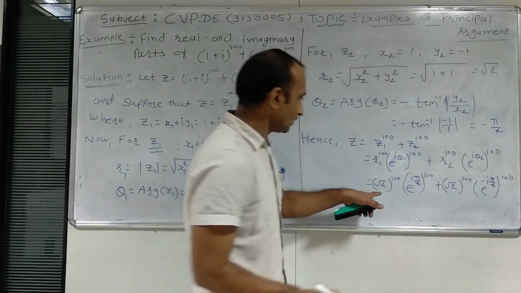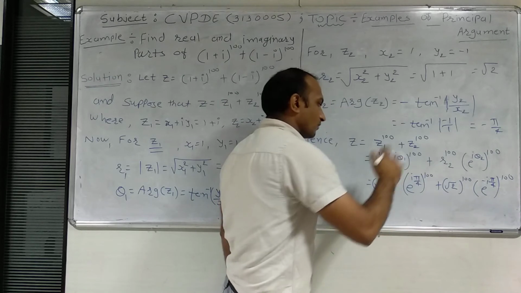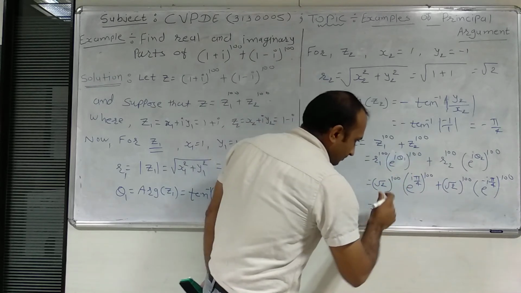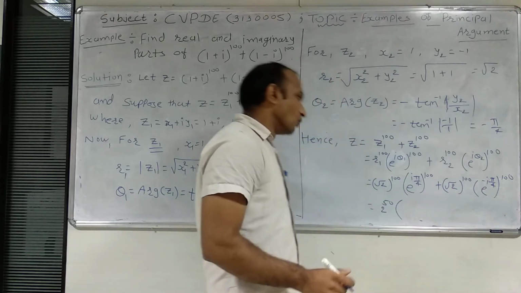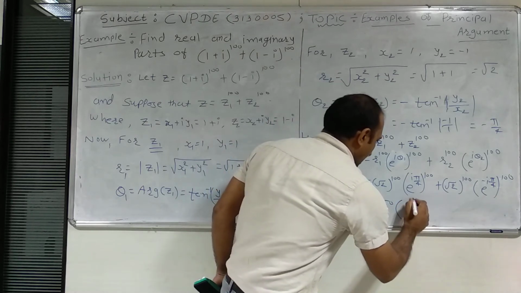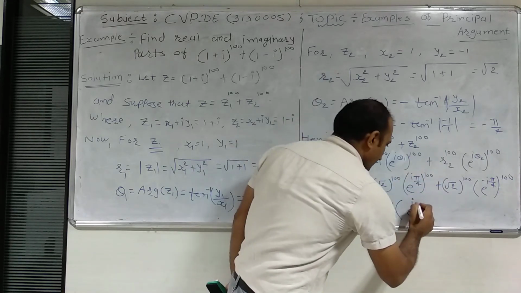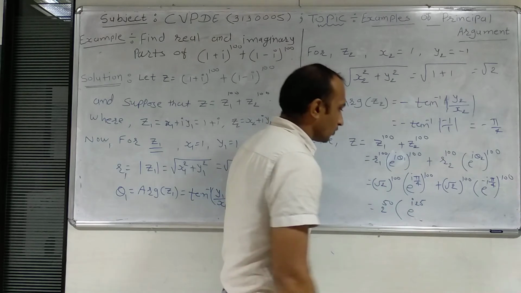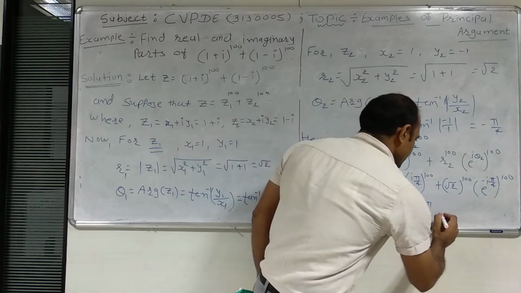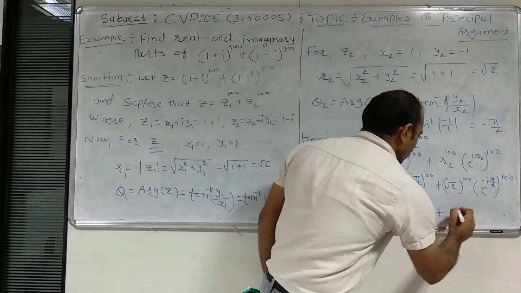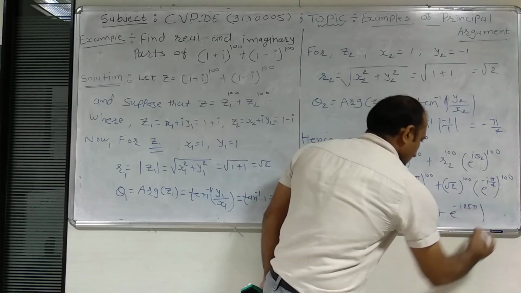Now this equal to, root 2 raised to 100, you cannot simplify much more, but 2 raised to 1 by 2 into 100. So 2 cancels, and we get 2 raised to 50. Similarly, we take outside, so we get e raised to i, now pi into 100 by 4, so it's 25, because 25 into 4 is 100, so it's i 25 pi, plus similarly e raised to minus i 25 pi. Okay.